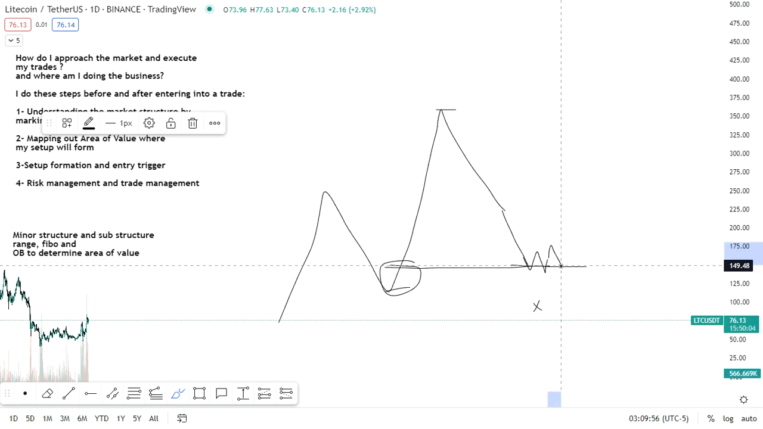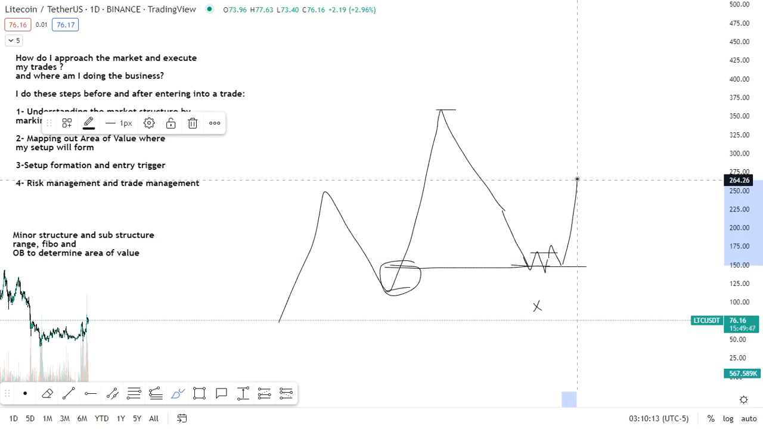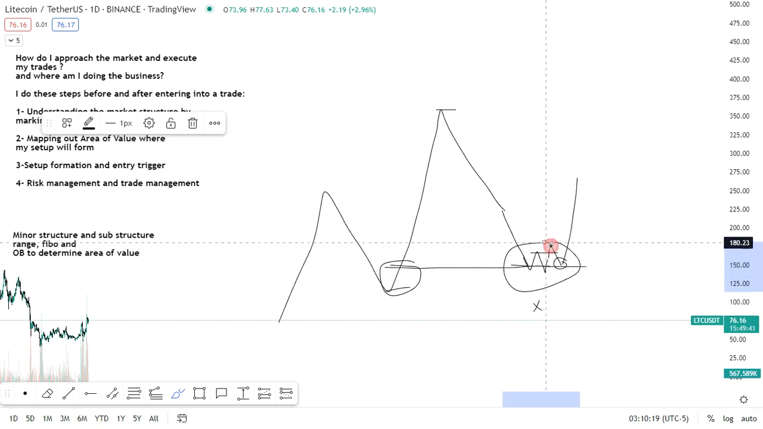Then it makes a higher low here, and for the retest of this order block after breaking the structure or change of character, you wait here and you get involved. So this is your entry trigger and this is your setup formation based on choice.